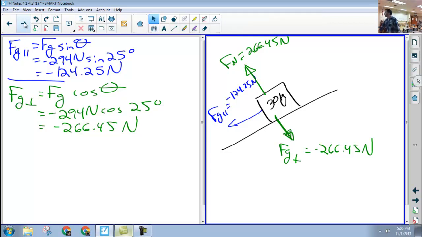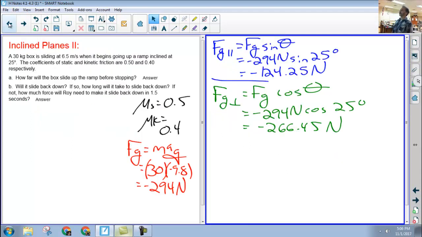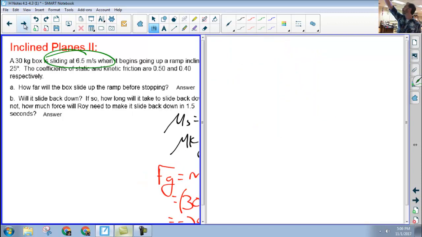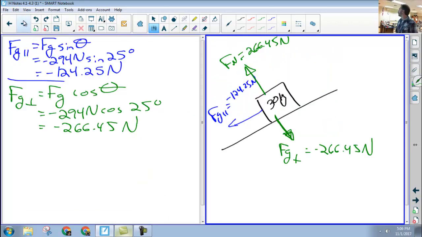All right, now the next thing we need to deal with is this. It started out moving up the hill at 6.5 meters a second, right? The problem tells us that here. It's sliding at 6.5 meters a second when it starts going up the ramp. Okay, so what that means is, since it's going up the hill, there's going to be friction pulling it down the hill, right? What kind of friction?